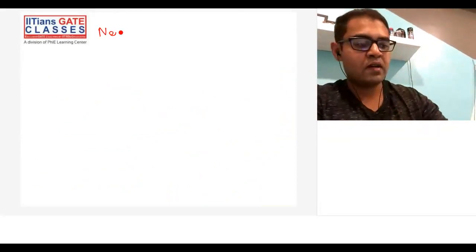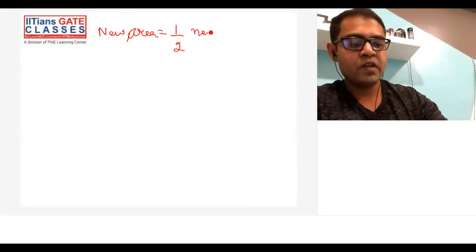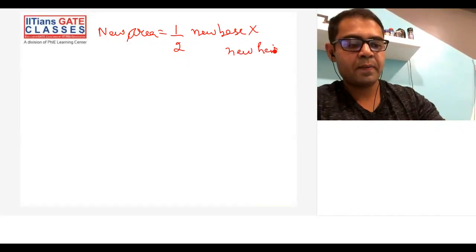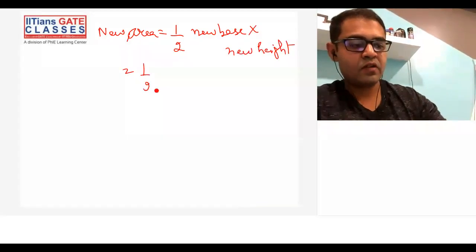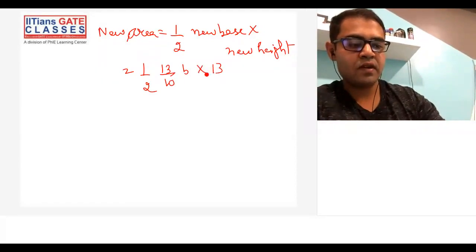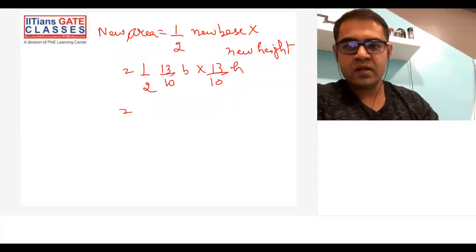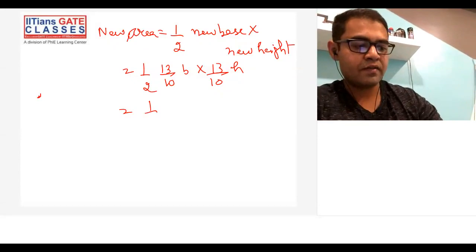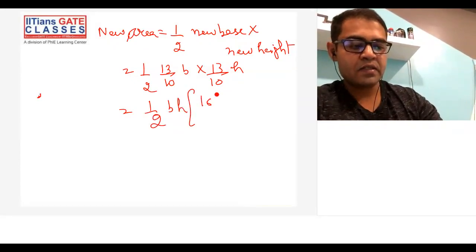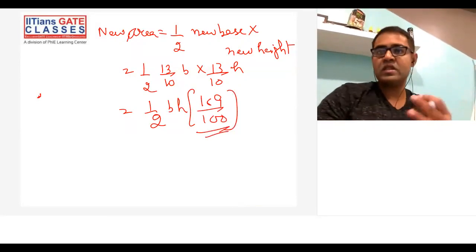So new area becomes what? Half into new base into new height, which is what? Half into 13 by 10 of base into 13 by 10 of height, right? So 13 squared is 169. So this means half into base into height I'll keep as it is, and this becomes 169 by 100. Or you can say 1.69. So this is the new area.